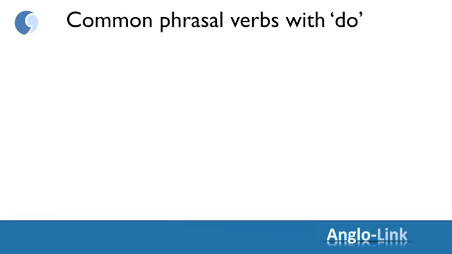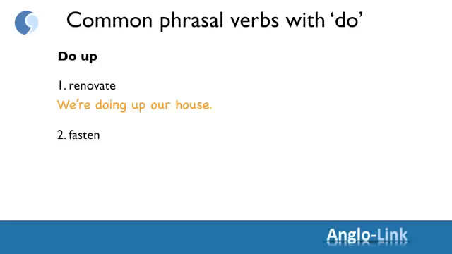Let's look at the phrasal verbs. There aren't many with do, but I've chosen a few for you. For example, do up. That has two main meanings. One is to renovate. For example, we're doing up our house. And the second meaning is to fasten. It's very cold. Do up your jacket.